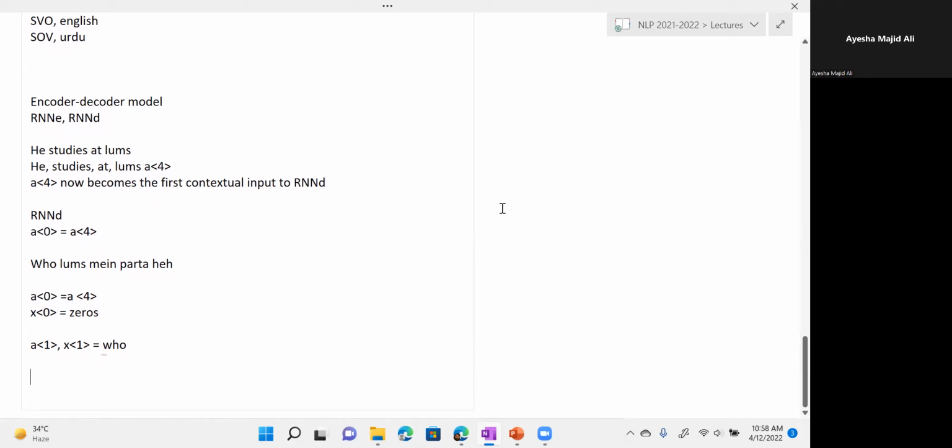Okay. So the decoder is actually doing contextual generation, and decoder is on the Urdu language. The encoder is on the English language. And the contextual generation means that it's context on the input that comes from the encoder.